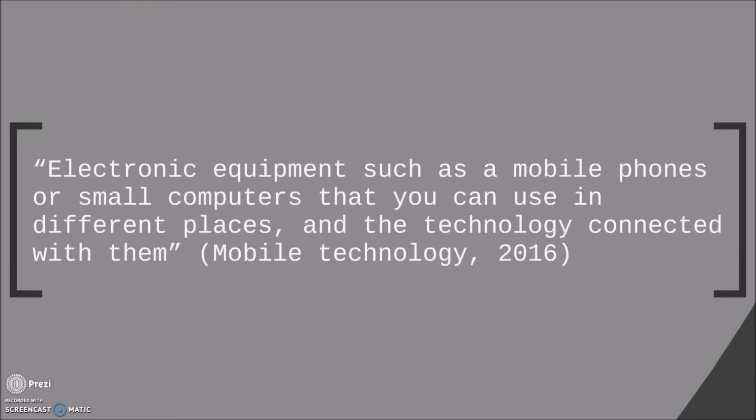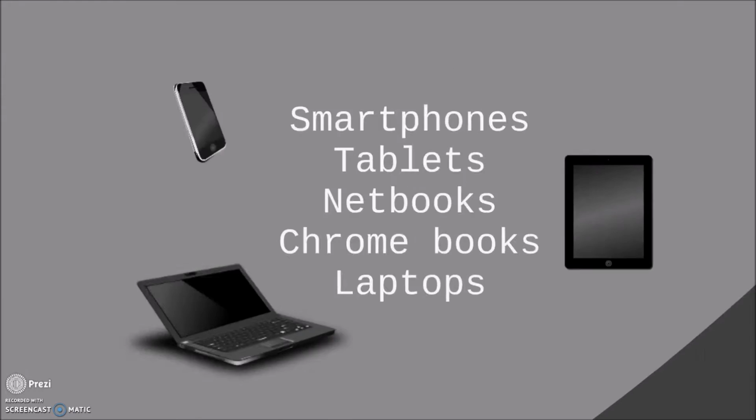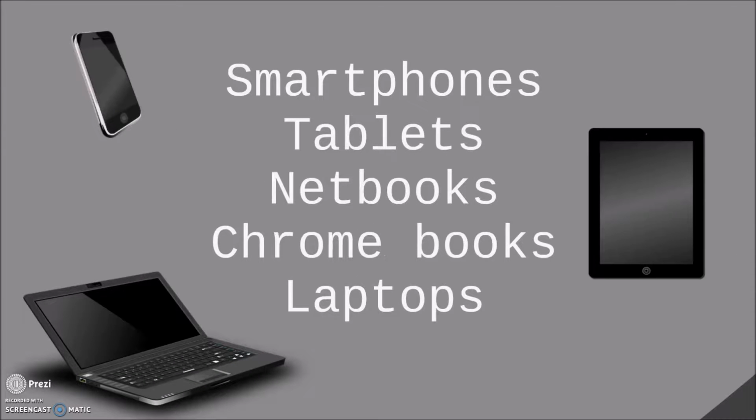According to the online Cambridge Dictionary, mobile technology is electronic equipment such as mobile phones or small computers that you can use in different places and the technology connected with them. So my general understanding of mobile technology is any modern technology device which is easily transported and capable of everyday computing tasks. Well, this would include several different everyday devices such as smartphones, tablets, netbooks, Chromebooks, and even some laptop styles on the smaller end of those styles.